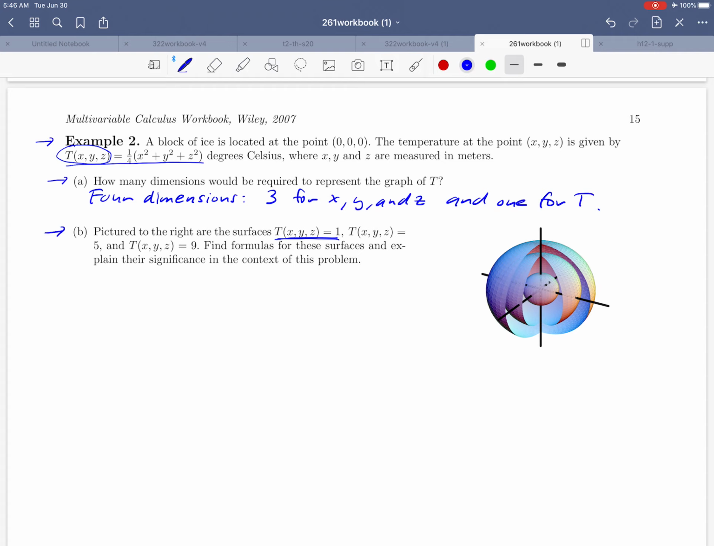So T(x, y, z) = 1. If we do that, we're literally just taking the formula for T, which is sitting up here, and setting it equal to 1.